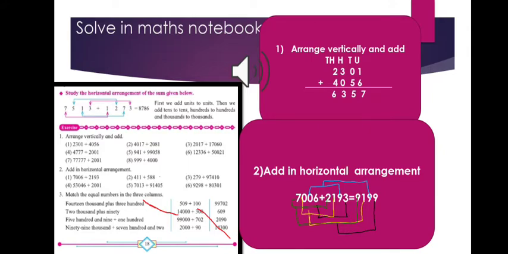You will add the numbers at unit place. So 6 is at units place and 3 is at units place. So 6 plus 3 is 9. Then 0 plus 9 is 9. 0 plus 1 is 1. And 7 plus 2 is 9. So you will add the numbers at unit place to unit place, tens place to tens place, hundreds place to hundreds place, and thousands place to thousands place. So you will get the answer 9199. I hope, children, you have understood.